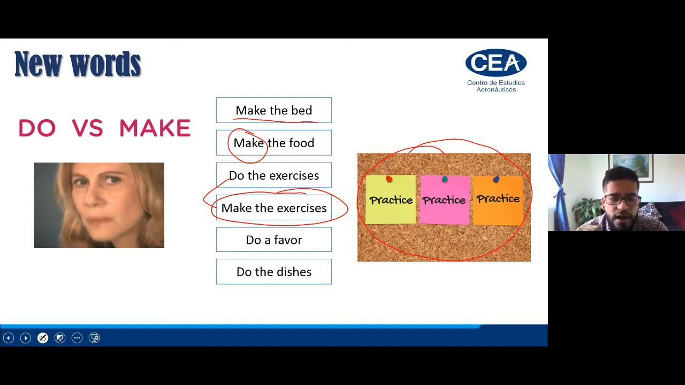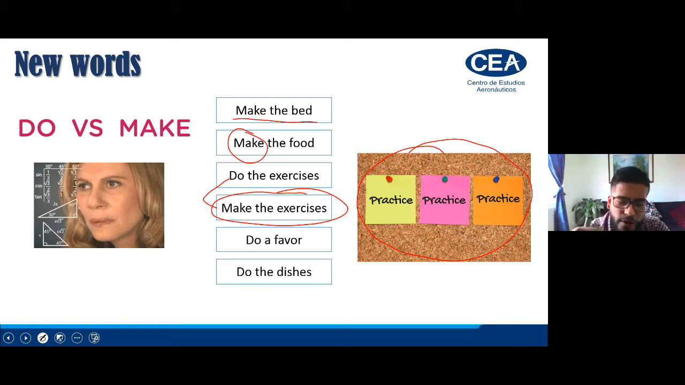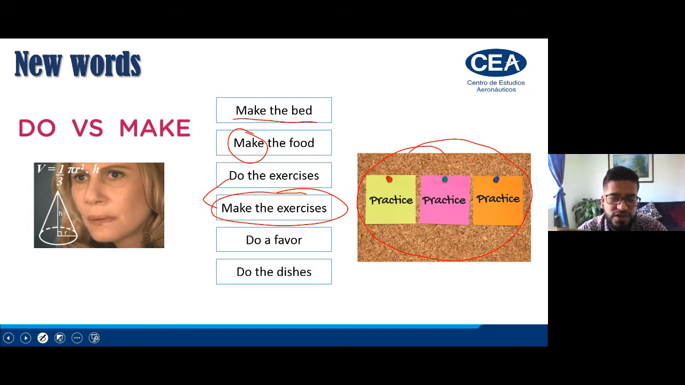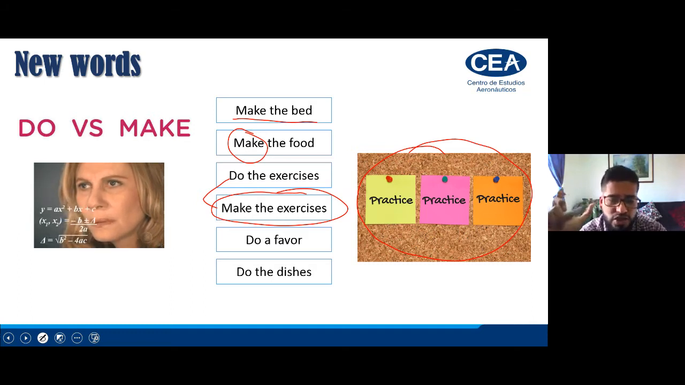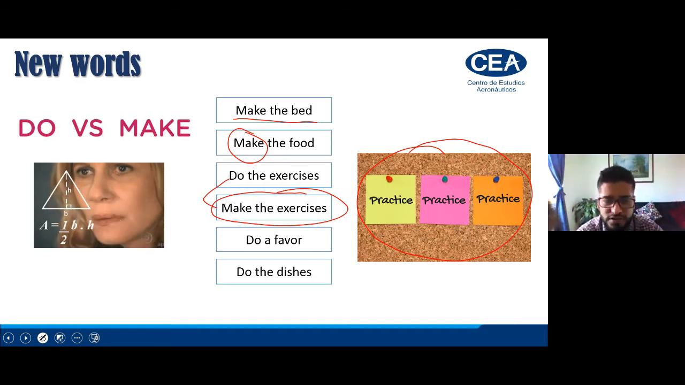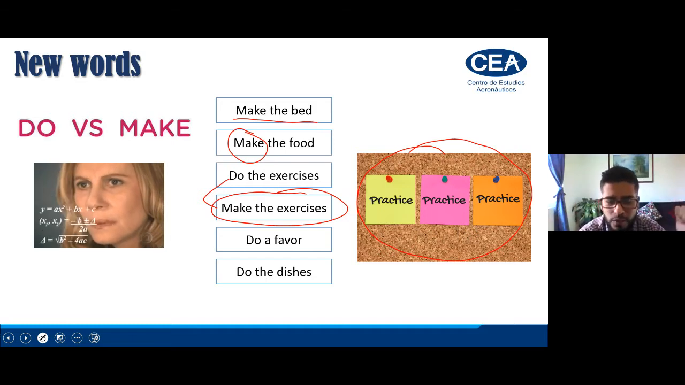So this is a little difference. We're talking about creating and making. On the other hand, you are developing one activity, that is do the exercises. So the teacher makes the exercises, the students do the exercises. This is a little example. What's the difference in these two contexts?